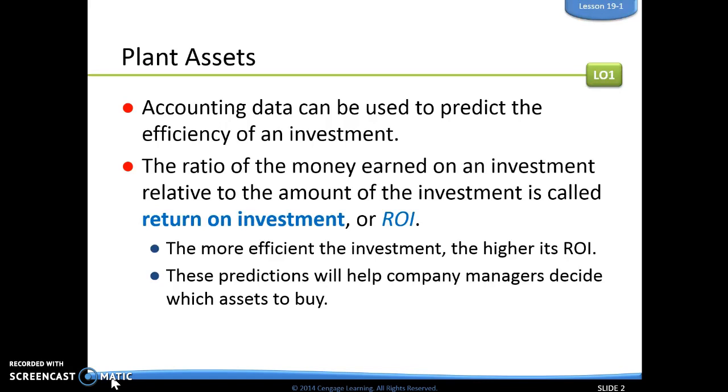Return on investment, ROI, is really the ratio of money that's earned on an investment relative to the amount of the investment. So what we're looking at here is the amount of money that we are investing versus how much money we will receive because of that investment. The more efficient the investment, the higher the ROI is going to be. Anyone that's making business decisions wants to look at this, because it will help them make the best decision on what assets they should be buying or investing in.